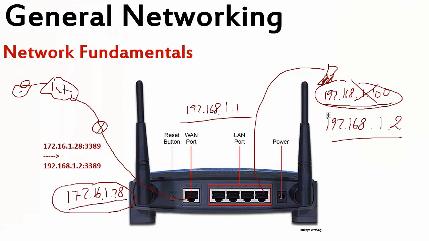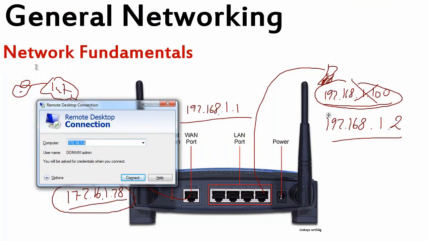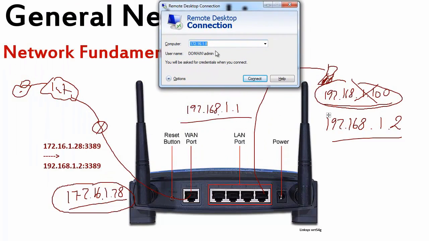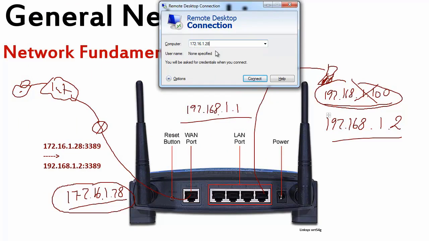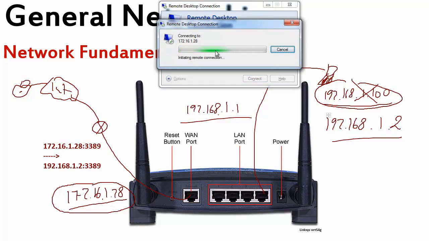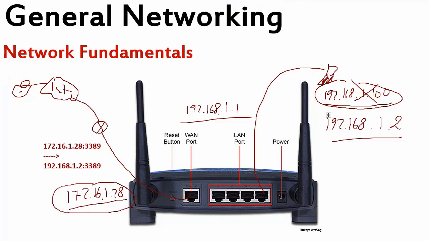Let me open RDP. I'm over here. When I type 172.16.1.28, I should not be able to connect. Why? Because there is no port forwarding done. This device is saying, well, sorry, I will not allow you to go through. Nobody asked me to do that. Go away. Let's do it then.